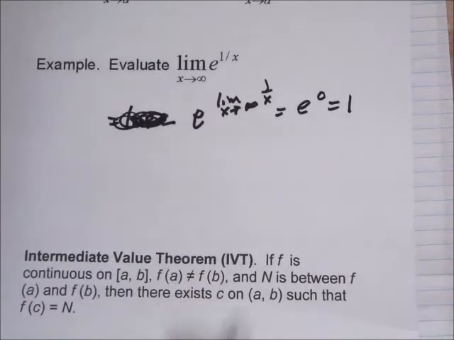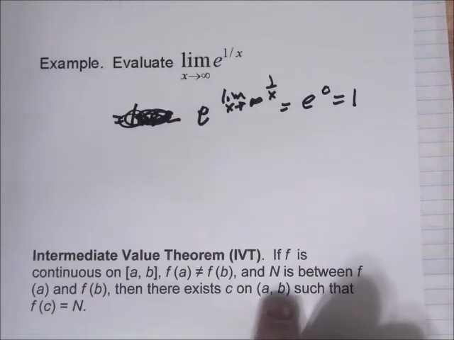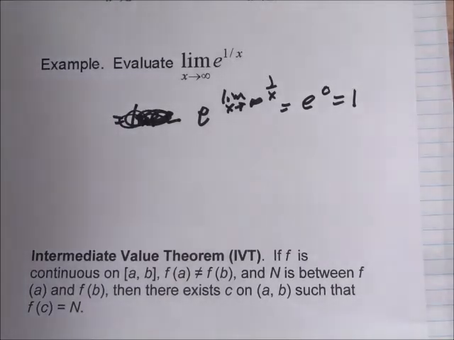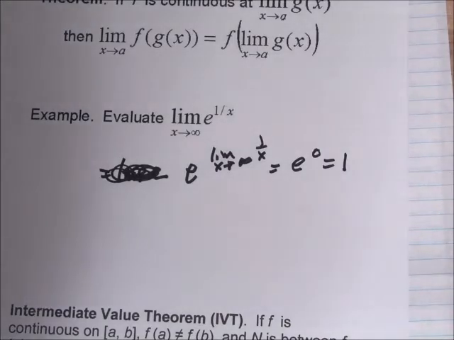Okay, and then we have another theorem here. It's called the intermediate value theorem. If f is continuous on a closed interval a to b, and f of a is not equal to f of b, and n is between f of a and f of b, then there's a point c on the open interval such that f of c is equal to n. I think this theorem will be clearer if we give an example. So let's do an example here.